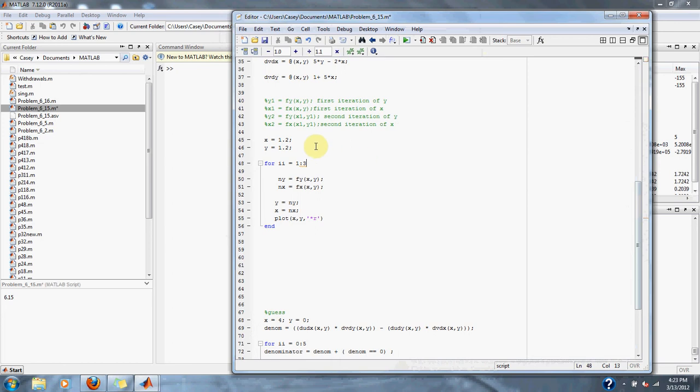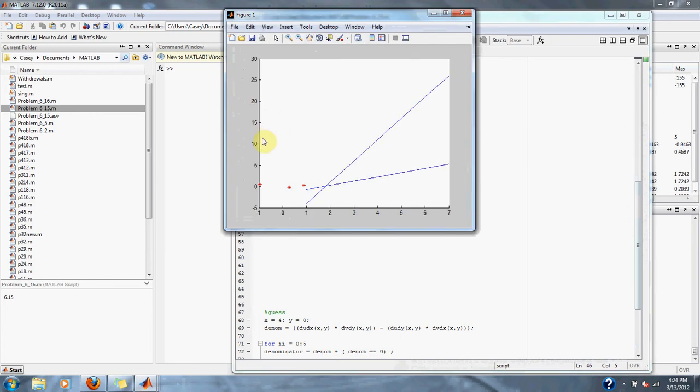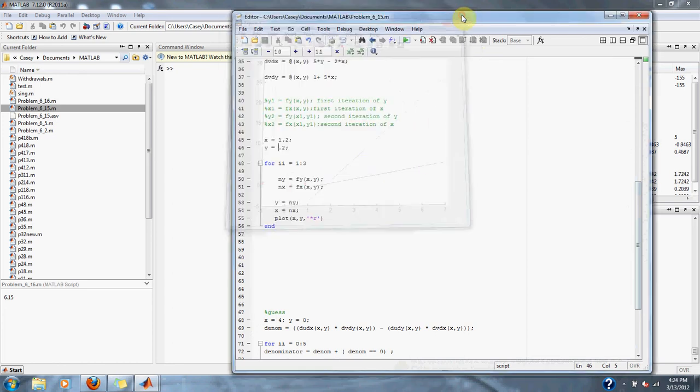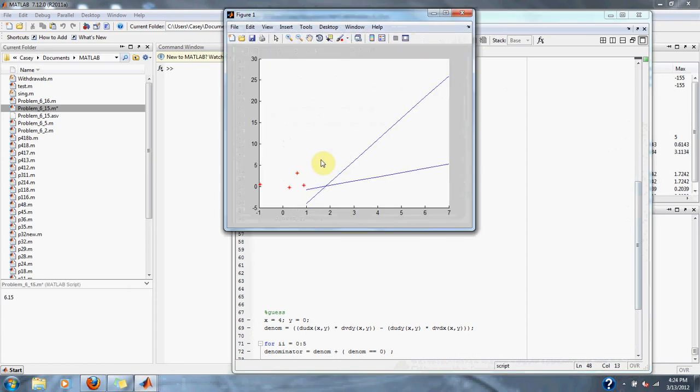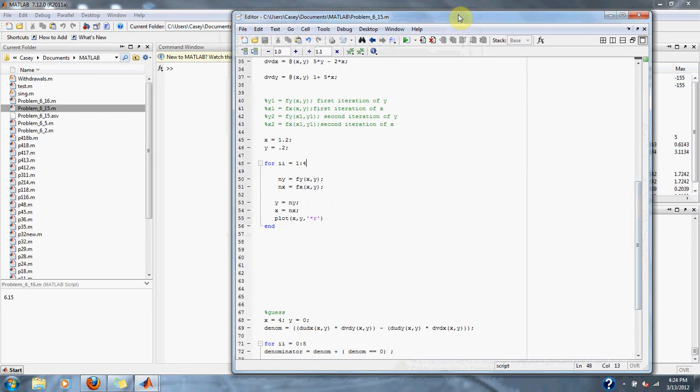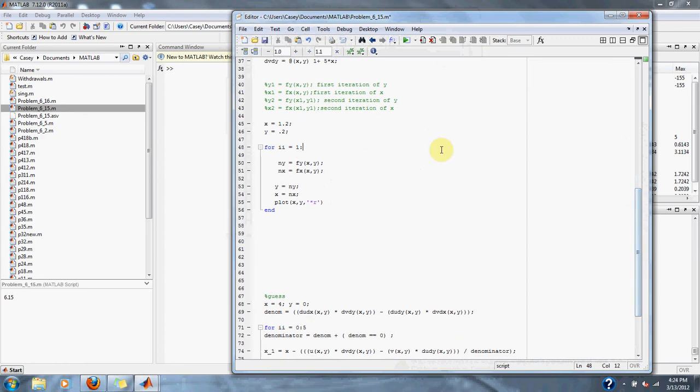Let's put it at three iterations for x about 1.2 and y about 0.2. So here, using the fixed point iteration, we're getting closer than we did before to our root. So let's go four iterations. After four iterations, we start to diverge from the root. So the fixed point method isn't the best way to go to find the root for this problem. So, set that back to 3.